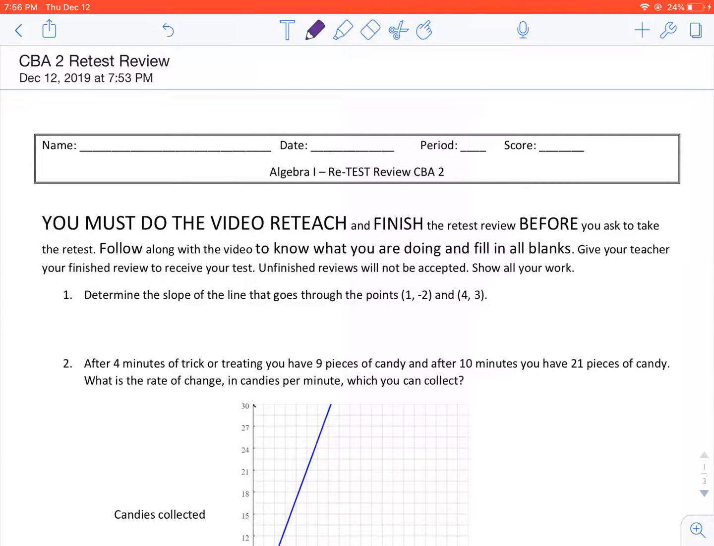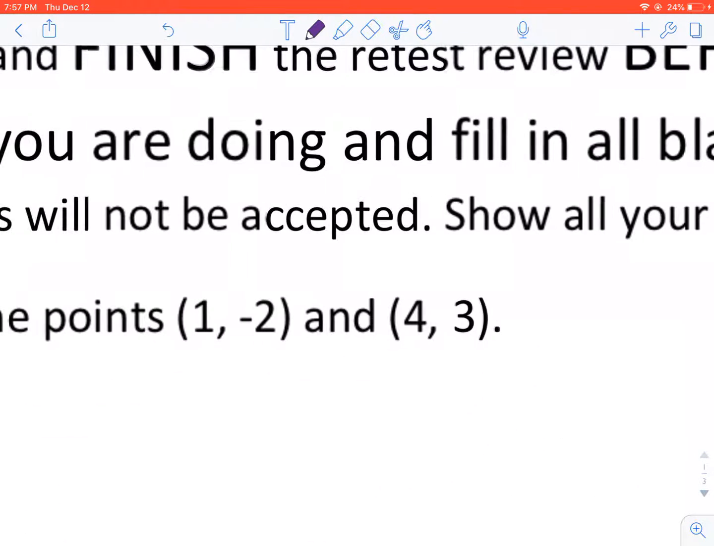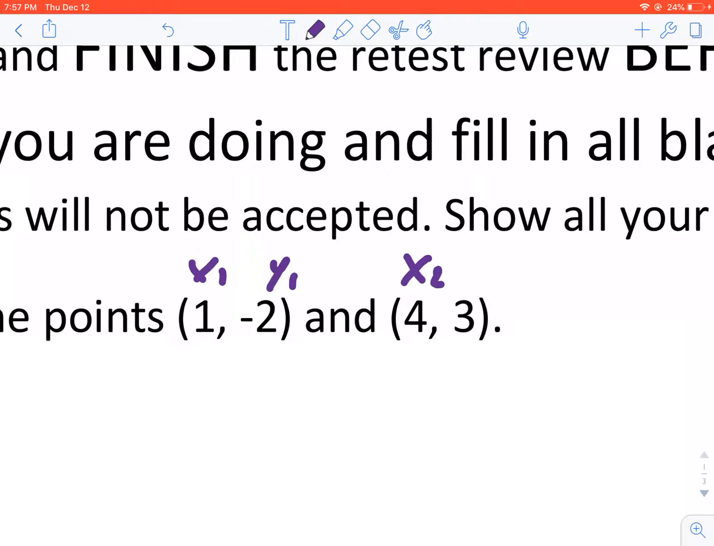Number 1. Determine the slope of a line that goes through the points (1, -2) and (4, 3). The first thing I would do is start by labeling this as x1 and this is y1. This is x2 and this is y2.